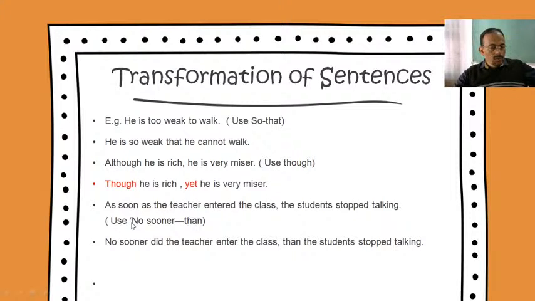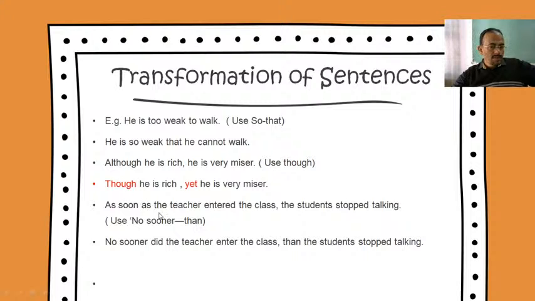Okay, so we use no sooner, they are used in pair. Like though, yet, so that, to, no sooner than. All these patterns, all these structures are used in pairs. So you have to remember these pairs. So no sooner than. And always remember, if it is past tense, did will come here.